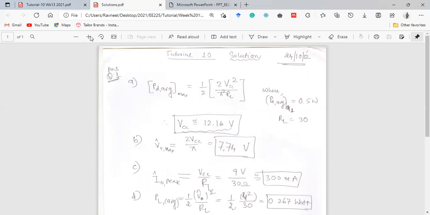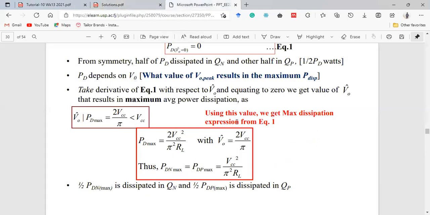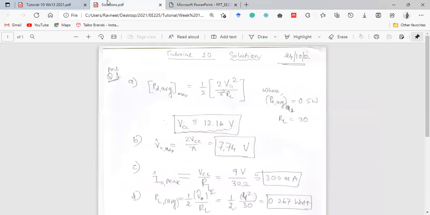This is directly from the formula. This formula can also be found in your lecture slides. V out is equivalent to 2 VCC divided by pi.